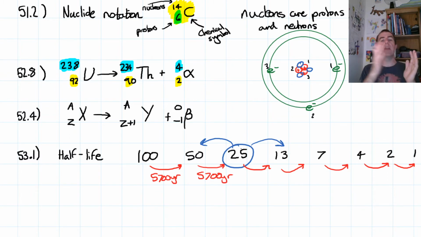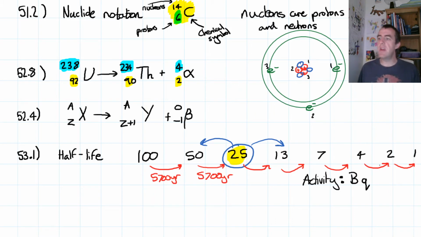And so as the number that is left keeps halving, the number of particles that are left keeps halving, so does the activity. That keeps halving as well. And so if instead of number of nuclei being 25, we said that we detected 25 beta particles per second coming out of this source, then 5,700 years ago we had twice as many coming out per second, and in 5,700 years' time we'll have half as many coming out per second.